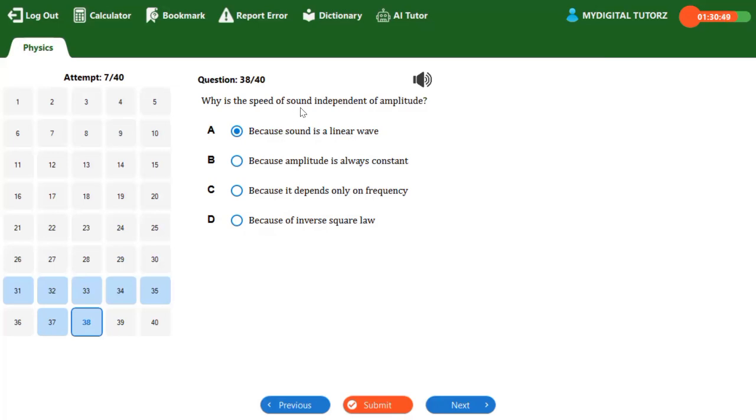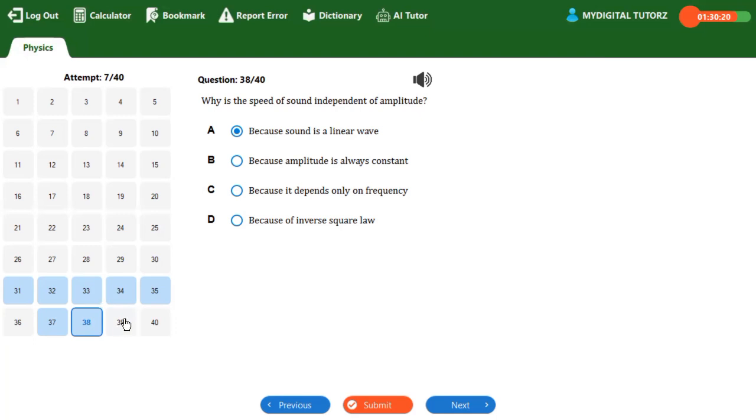The speed of sound depends on the properties of the medium, such as the density, right? When the density is different, then the speed of sound will also be different. Is that understood? So it depends on the density, temperature, and all other properties of the medium the sound is passing through. Is that understood? That is option A. That is the correct answer.